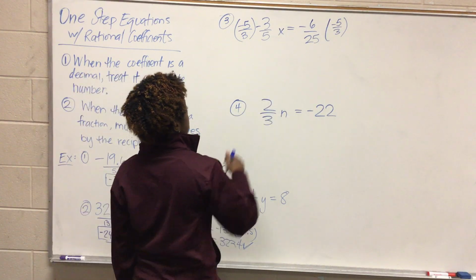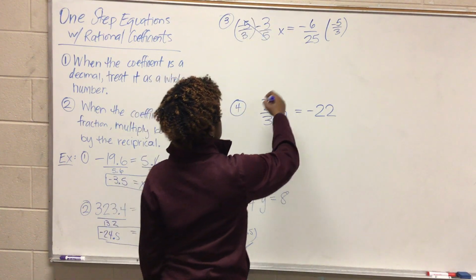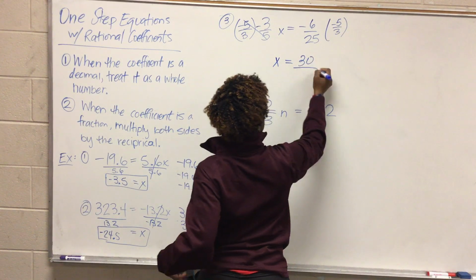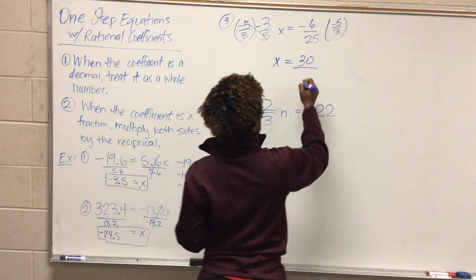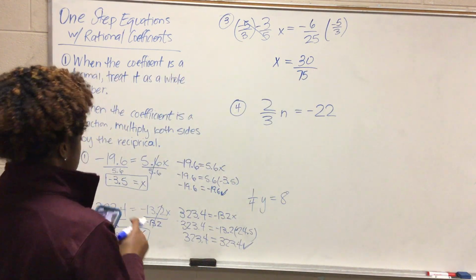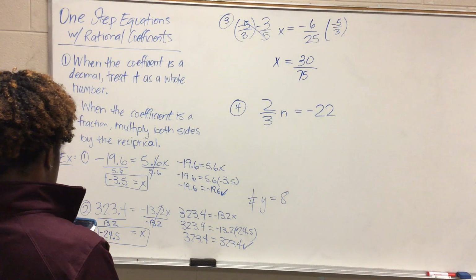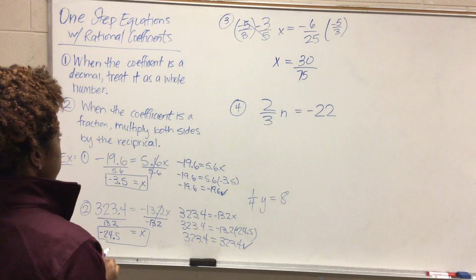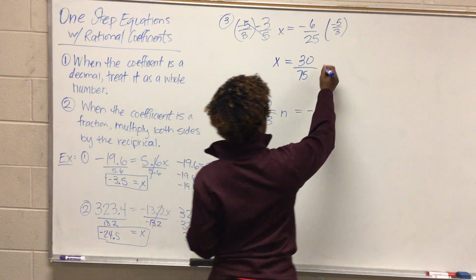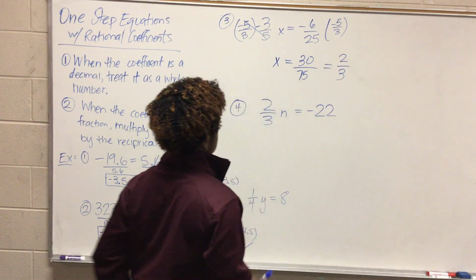So now I can multiply. So I know this cancels out, right? Okay, that cancels out. So I'm left with x equals 30 over 75. Okay? x equals 30 over 75. And if I reduce that, I get 2 over 3. Divide top and bottom by 15, all right?